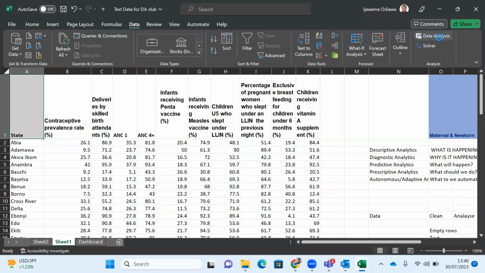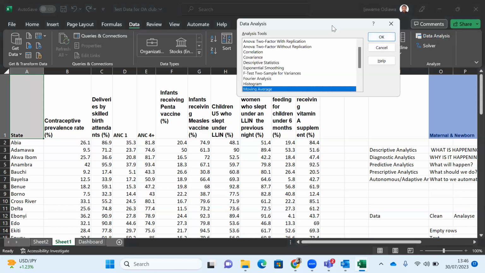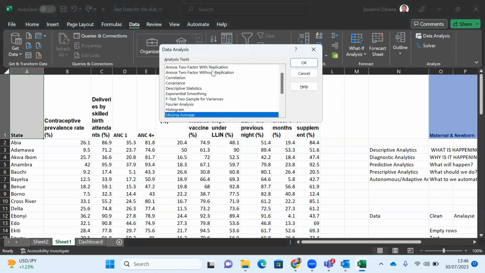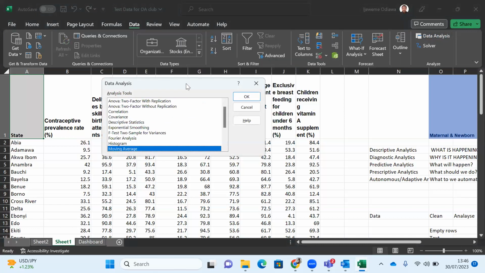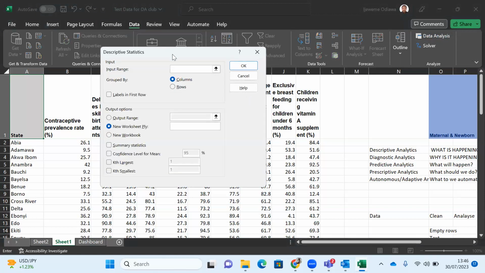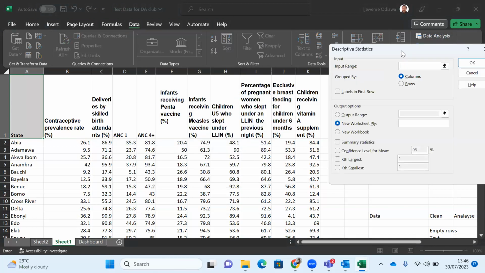If you haven't installed this Data Analysis on your computer, I suggest you do. We use it a lot in DA Club, and you even need it when you're doing regression in finance. But okay, so Data Analysis, then Descriptive Statistics. Okay, so input range. Our input range is everything, right? What's our input range? Everything here.